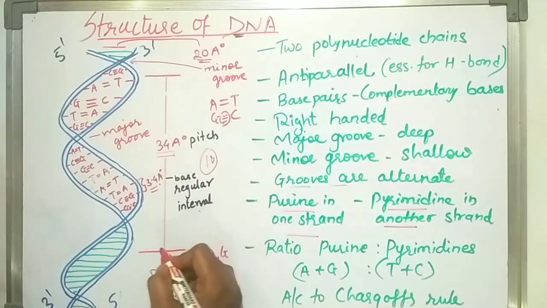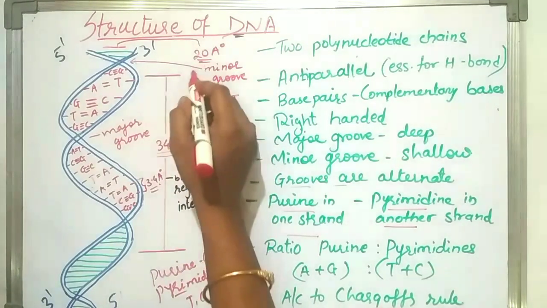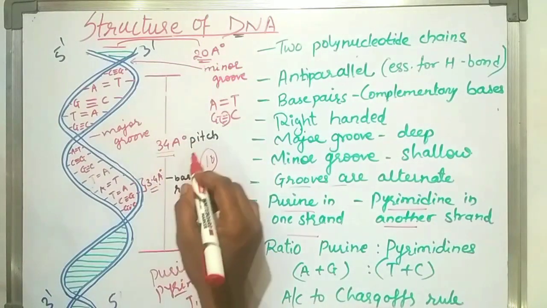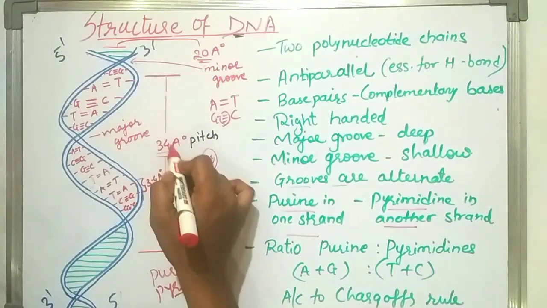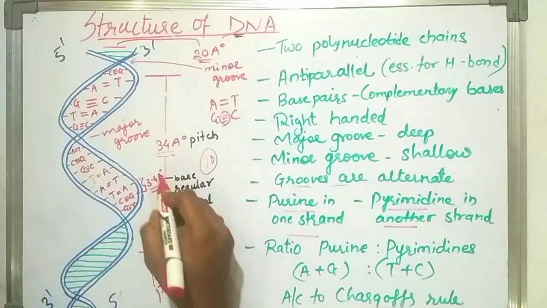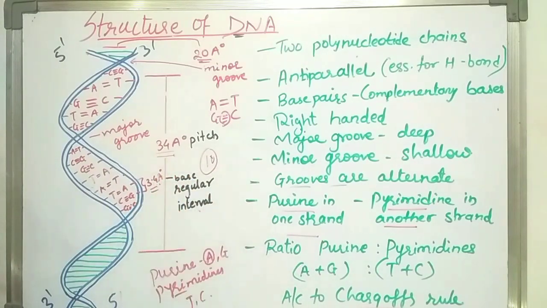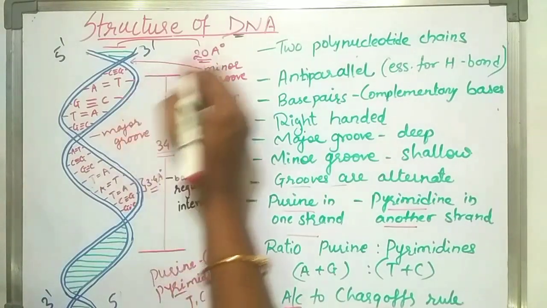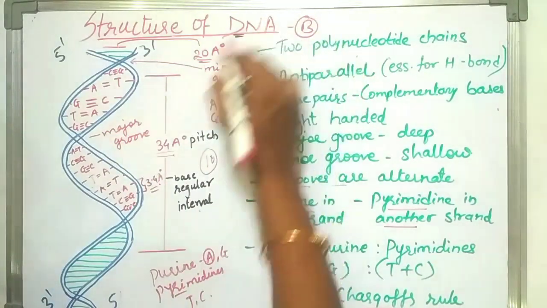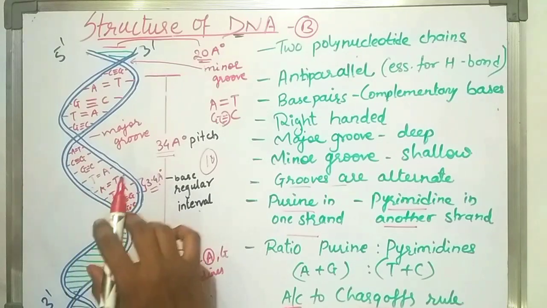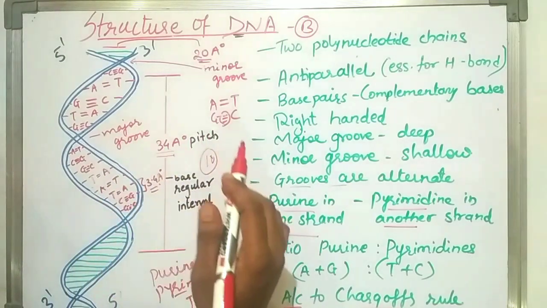So these are the MCQ point of view answers, like 20 angstrom. You have to remember this: 20 angstrom, 34 angstrom, 3.4 angstrom. These values are very important. Okay, so now we will see, this is the B form of DNA. Now we will see the characteristics of A form, B form and Z form.